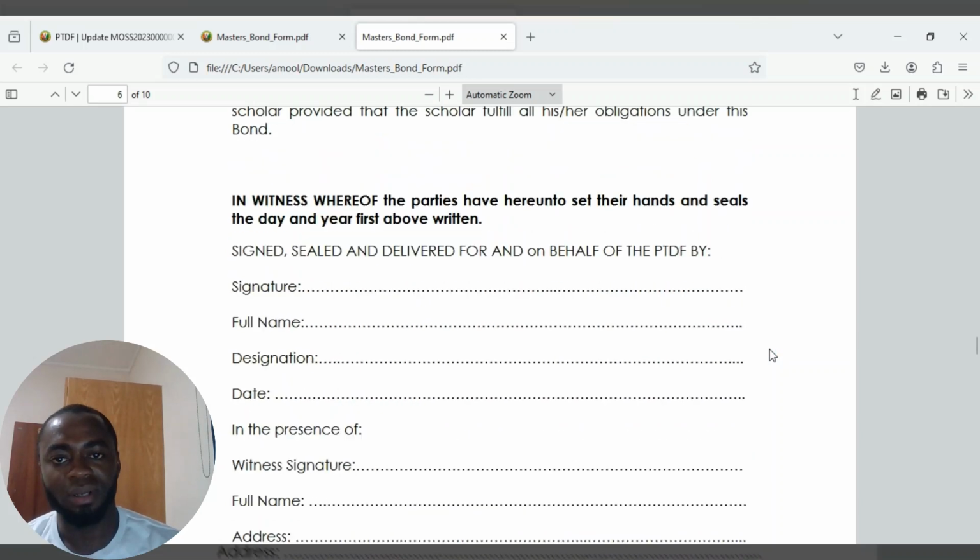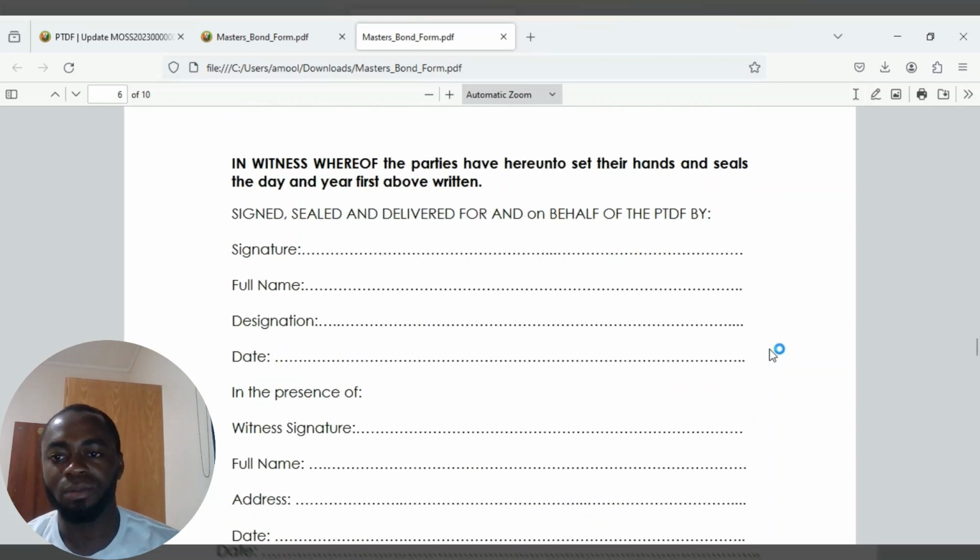Now, in this first part, this is where most scholars have a lot of questions. The first part is written in bold, and this bold reads that this is here. So here we are. He said, "In witness whereof the parties have hereunto set their hands and seals the day and year first above written." And so you have to start from here, signed, sealed, and delivered for and on behalf of the PTDF by.